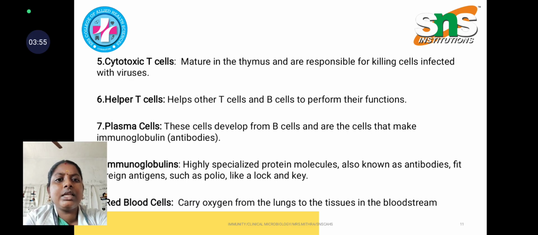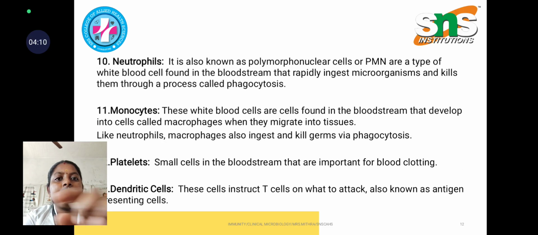Then red blood cells mainly carry oxygen from the lungs to the tissues in the bloodstream. Red blood cells contain the hemoglobin protein, which acts as the oxygen transporter. And neutrophils, also called polymorphonuclear cells or PMN, are a type of white blood cell which ingests all types of microorganisms and kills them through the process called phagocytosis.